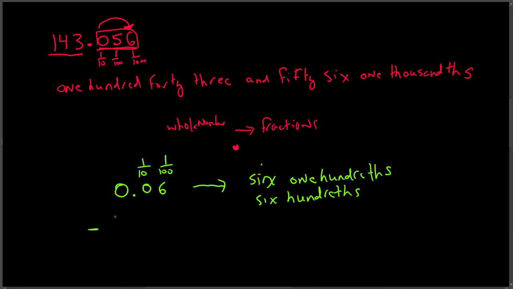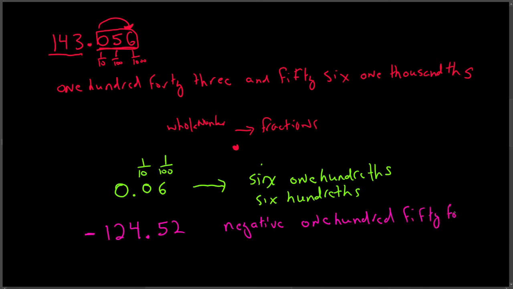Decimals can be signed. So change color here. I can have a negative 124.52. And so we would say that negative, because it has the negative sign, 124 and 52 hundredths.